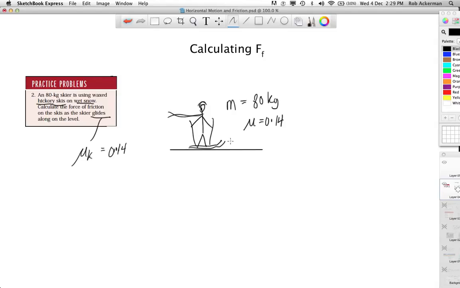Now the skier is gliding. What are the forces acting on the skier? Let's draw the free body diagram. You know there's gravity, which is acting straight down. That's not a surprise. And in fact, we can calculate the force of gravity.